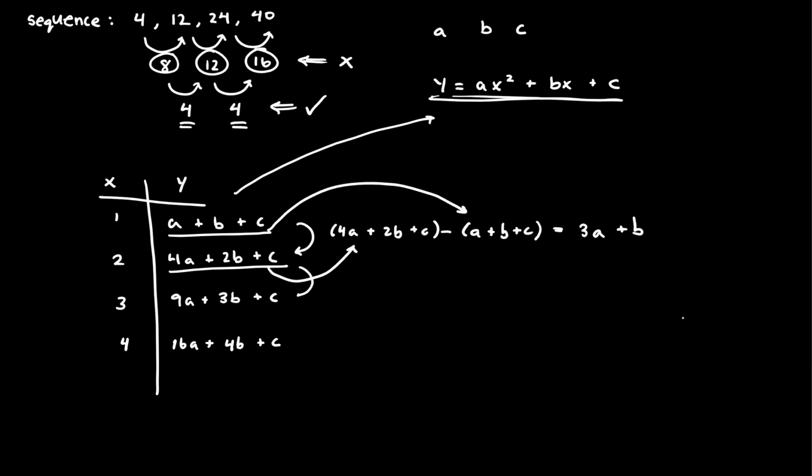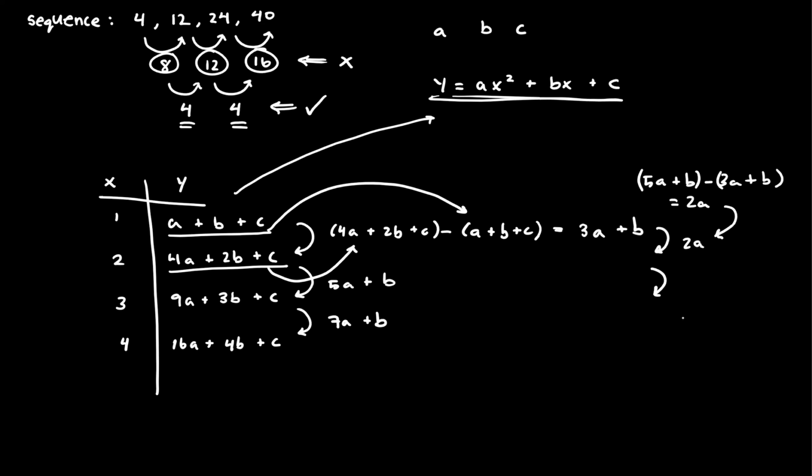If we repeat this process for the next two, we will get 5a plus b. And if we repeat the process here, we will get 7a plus b. And if we look at the second differences, the second difference is 2a. Notice that if you take 5a plus b and you subtract 3a plus b, you will end up with 2a, and that's how we get this value here.